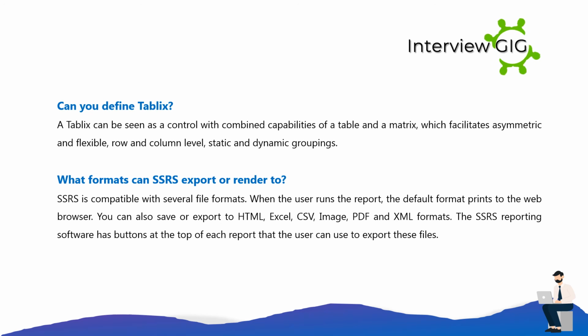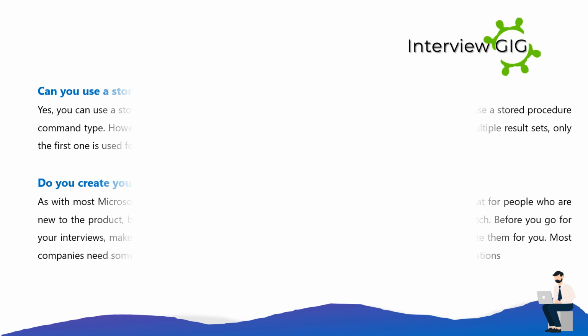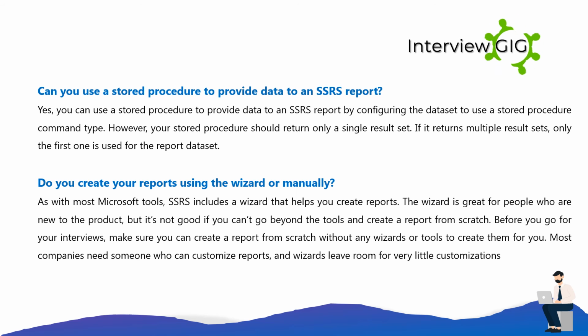What formats can SSRS export or render to? SSRS is compatible with several file formats. When the user runs the report, the default format prints to the web browser. You can also save or export to HTML, Excel, CSV, image, PDF and XML formats. The SSRS reporting software has buttons at the top of each report that the user can use to export these files.